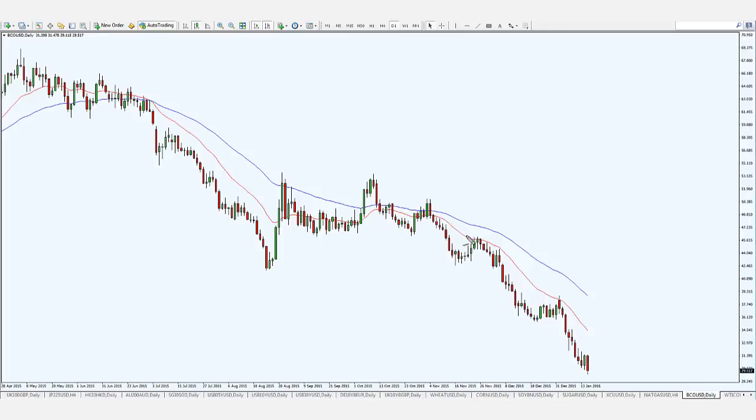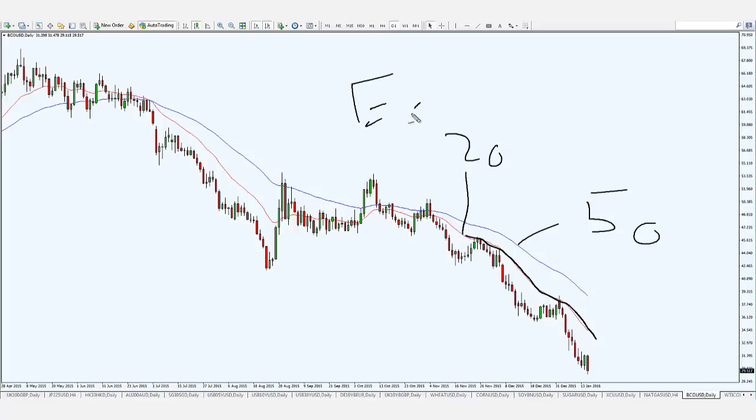I noticed that the 20 period moving average is acting as dynamic resistance. Just a quick note: this red line here is the 20 period moving average. Blue line is the 50 period moving average. I use the EMA, but whether you use the EMA or SMA, it's not really going to make much of a difference. So the red line here is currently acting as dynamic resistance on the daily chart, and this is how I'm looking to trail my crude oil position.